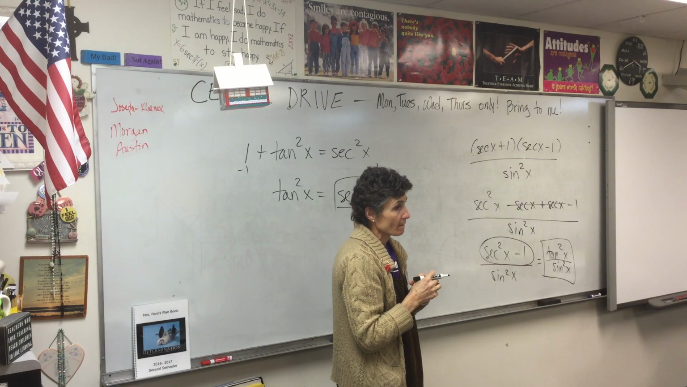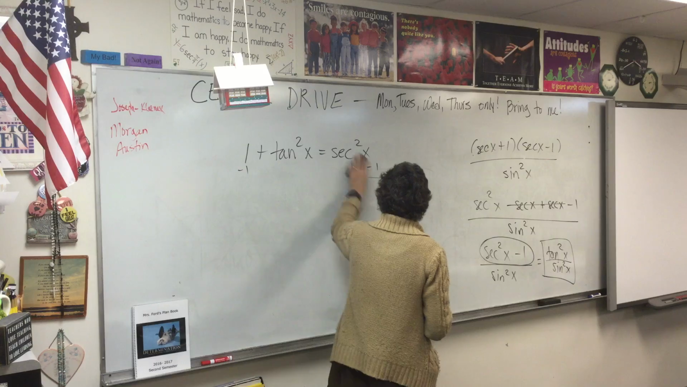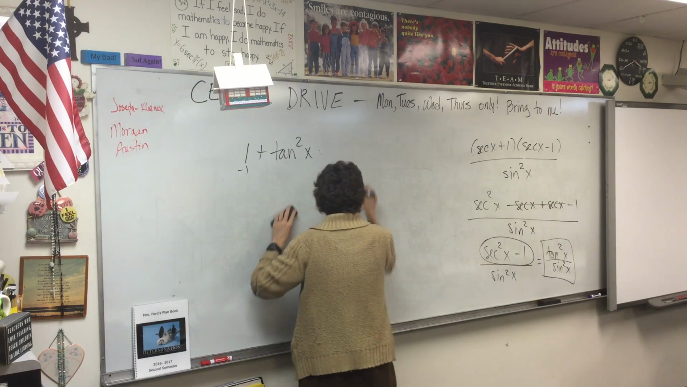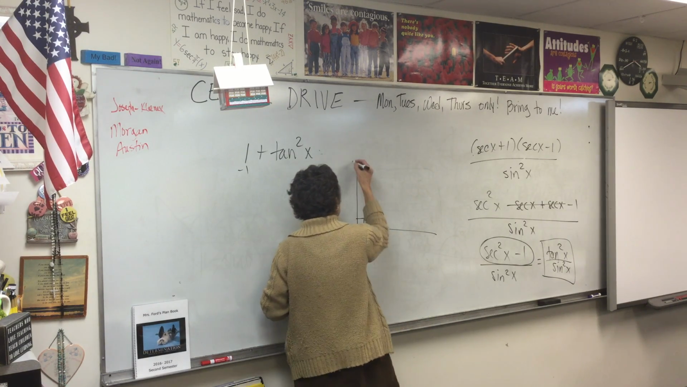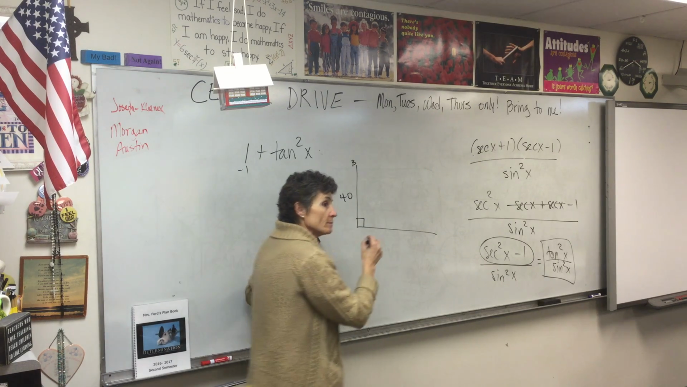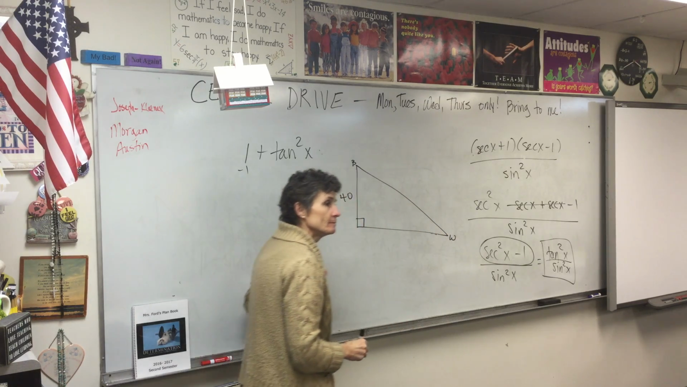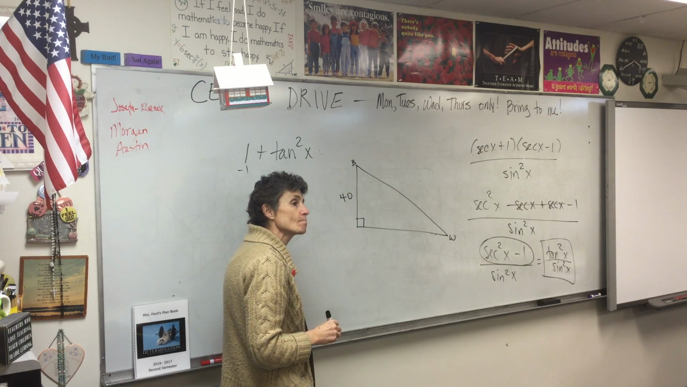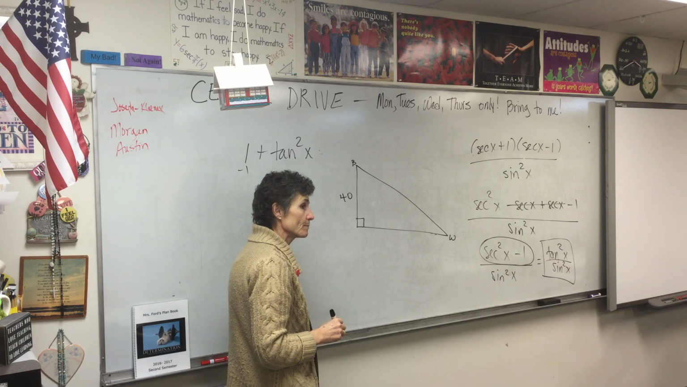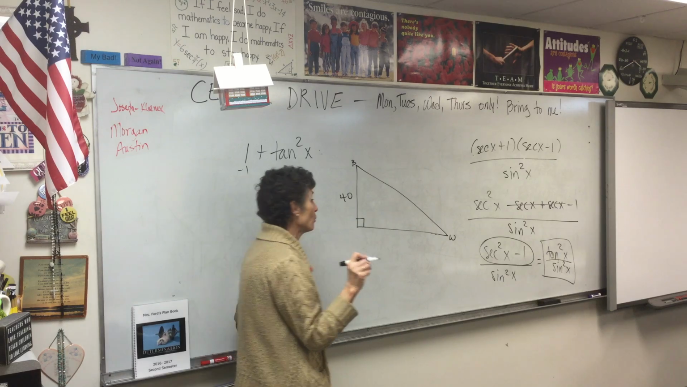So, a bird is standing on a 40-foot pole. Here's the bird, here's the 40-foot pole. Staring at a worm, the proverbial worm on the ground. And it's 100 feet away. The bird is 100 feet away from the worm.